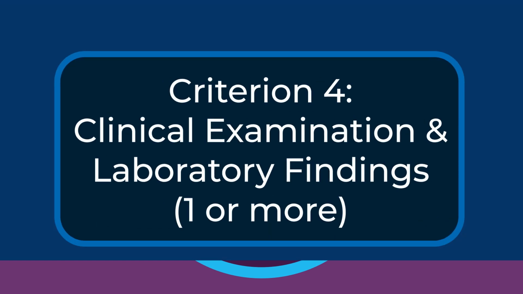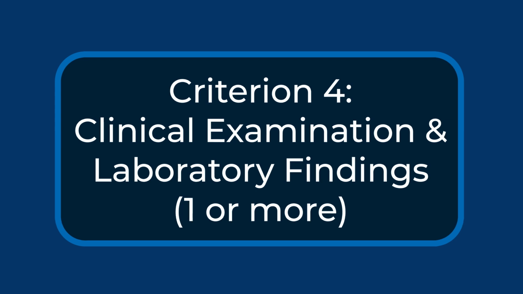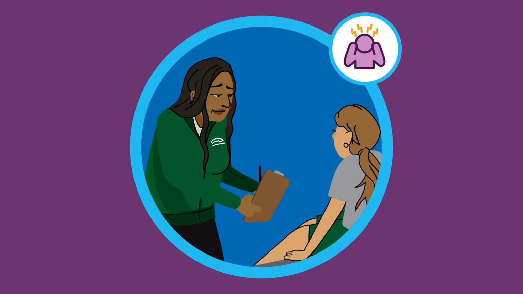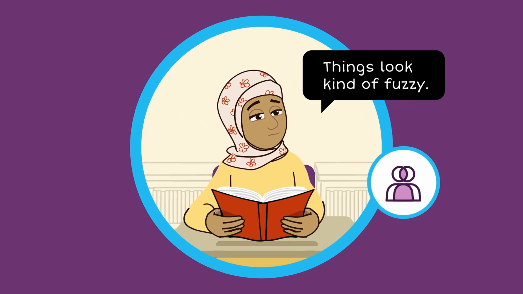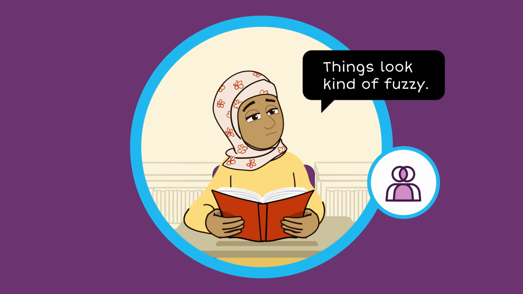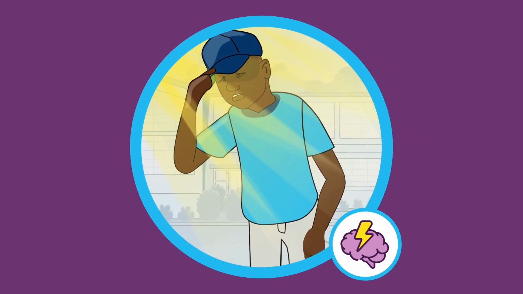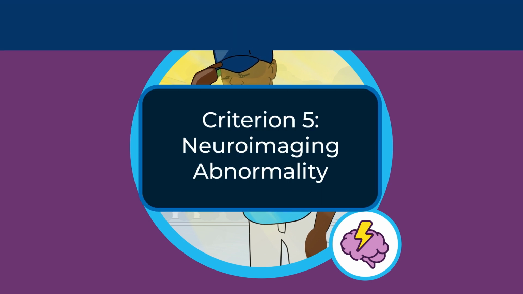Criterion 4. Abnormal clinical examination and/or laboratory findings, 1 or more. A woman writes on a clipboard as she leans down to a young girl. A girl looks down as she walks slowly. A text bubble above a girl reading a book reads, "Things look kind of fuzzy." This may include cognitive impairment on acute clinical examination, balance impairment on acute clinical examination, oculomotor impairment or symptom provocation in response to vestibular oculomotor challenge on acute clinical examination, elevated blood biomarker levels indicative of intracranial injury.